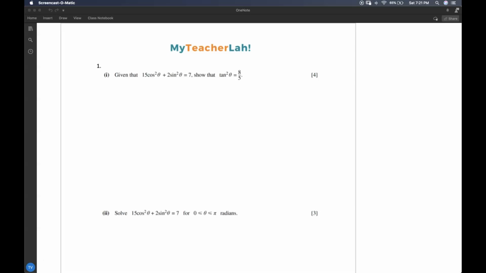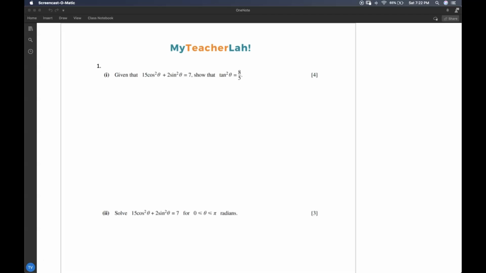Given that 15 cos squared theta plus 2 sin squared theta equals 7, show that tangent squared theta equals 8 over 5. So this is the type of identity question where you have to use certain identities to change the left hand side to make it equal to this particular term. The first thing that I see is that there is cos and sine on this side, and on this side you only have tangent. So let's make use of that.